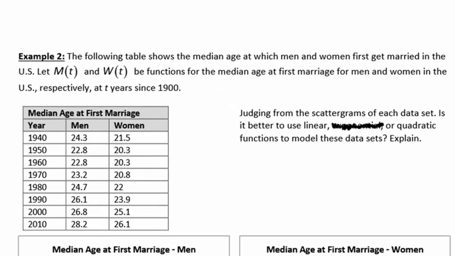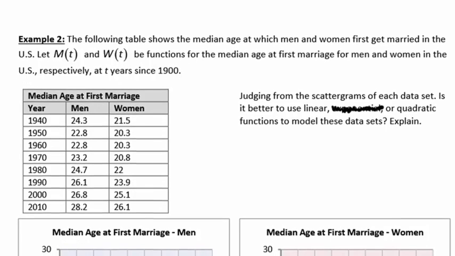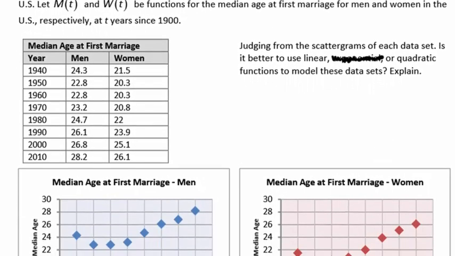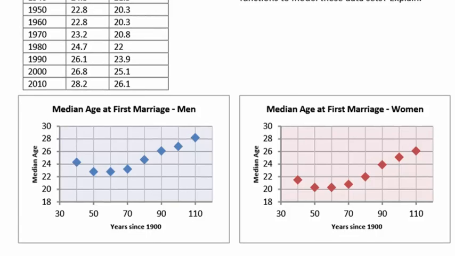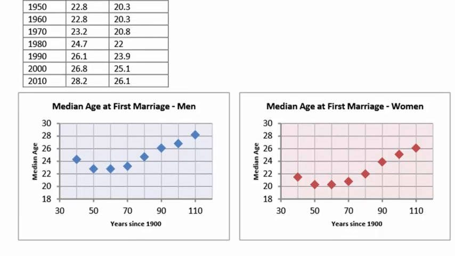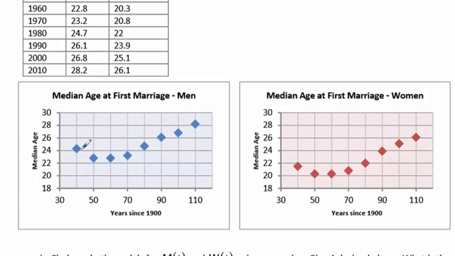In example 2, we have data for the median age at which men and women first get married. The data has already been graphed here, so judging from the data, is it best to use a linear or quadratic function to model the data? They're both quadratic because there's a change where they first decrease and then increase. So it's best to use a quadratic model.